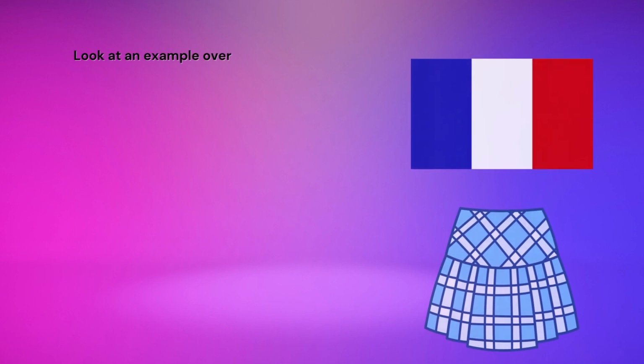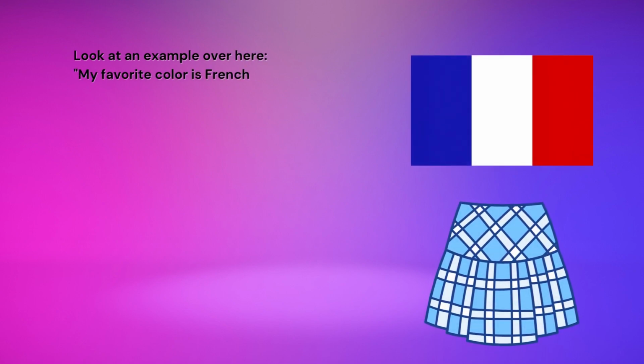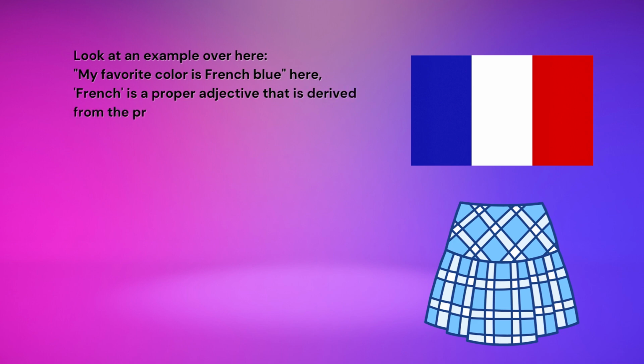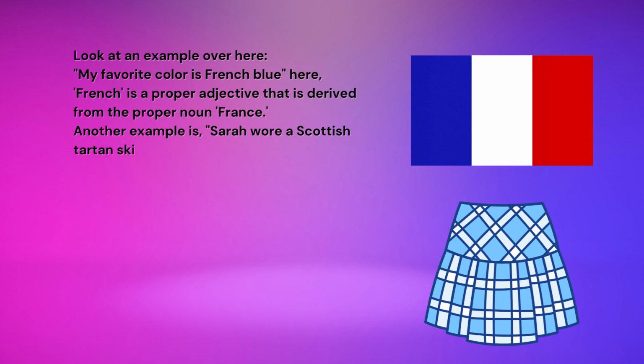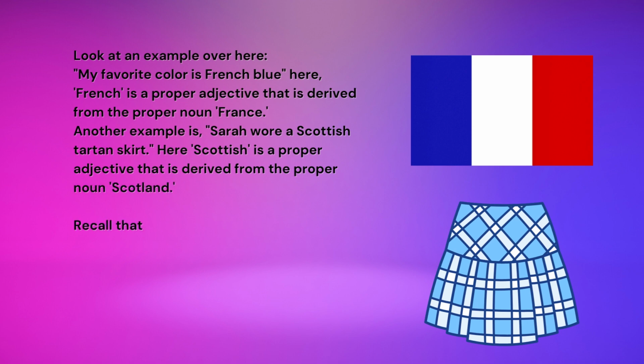Look at an example over here. My favorite color is French blue. Here, French is a proper adjective that is derived from the proper noun France. Another example is, Sarah wore a Scottish tartan skirt. Here, Scottish is a proper adjective that is derived from the proper noun Scotland.